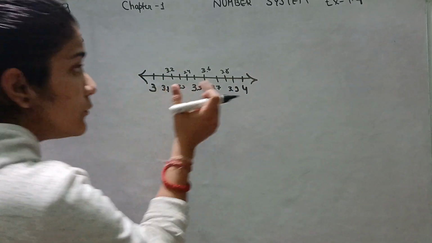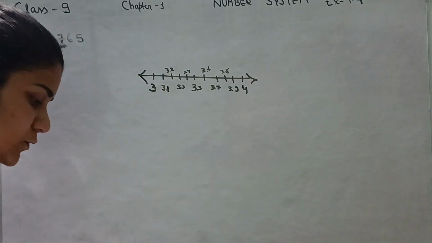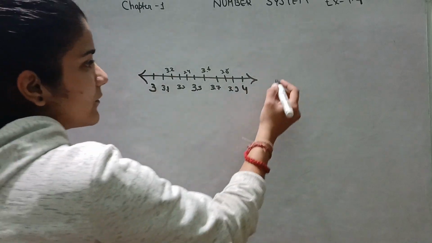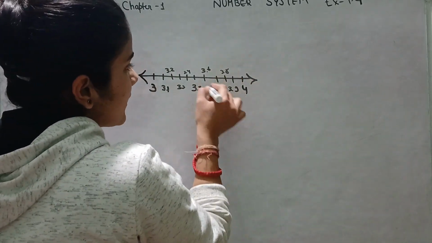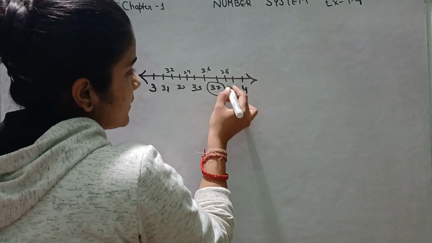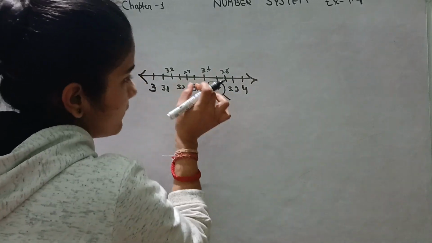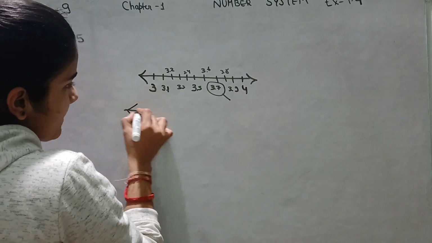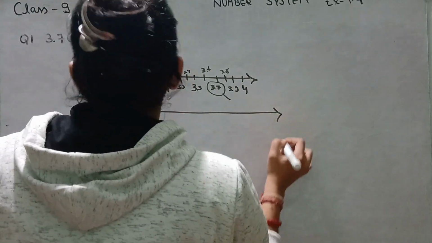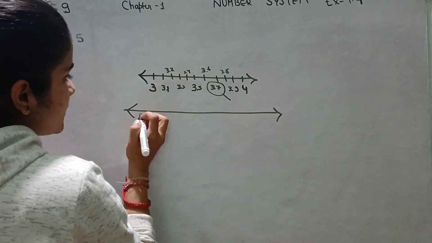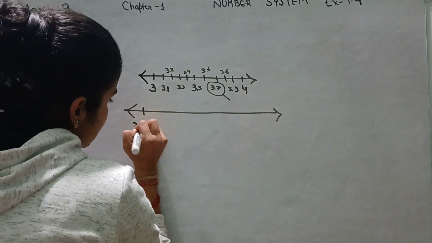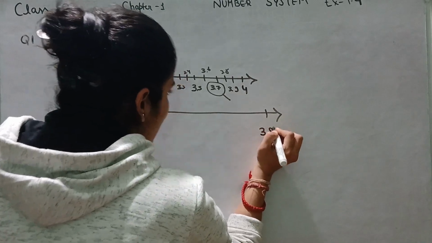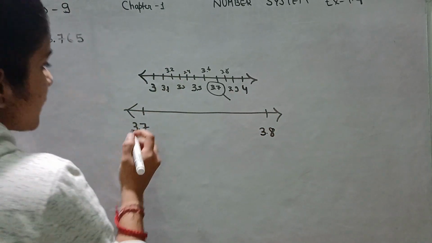So we need to magnify it. This kind of question doesn't come in an exam, but as it is an exercise question, we need to do it. We will simply make a magnifying glass over 3.7 and 3.8, like this way, and we need to enlarge this. We have enlarged 3.7 and 3.8.